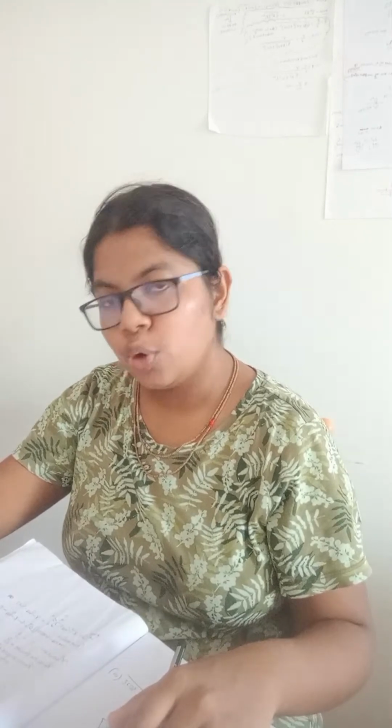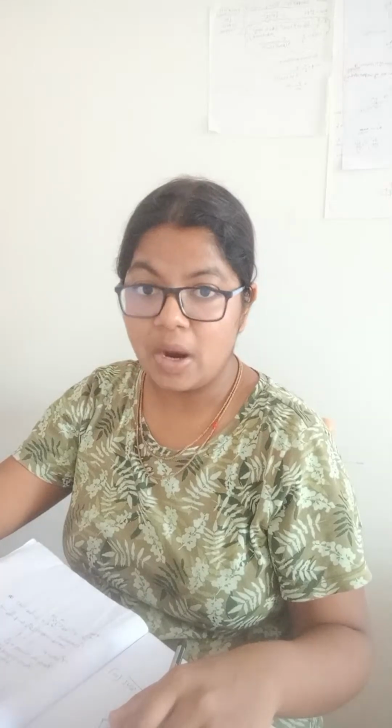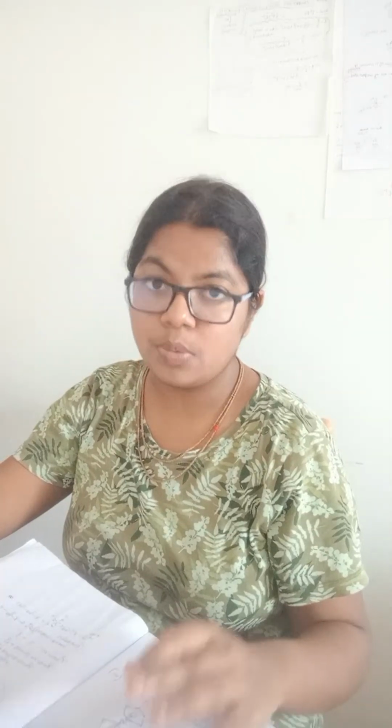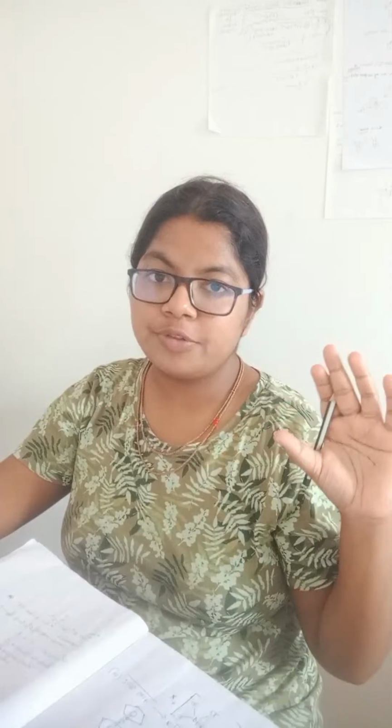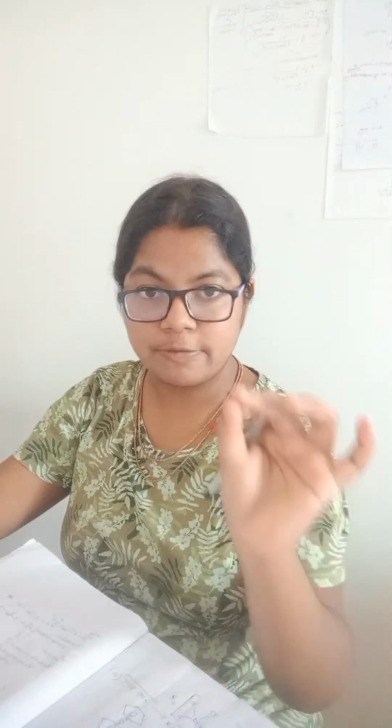RMgX is the Grignard reagent. RMgX is an example of a covalent organometallic compound. So what is the number of sigma bonds present in RMgX? The number of sigma bonds will be 5.